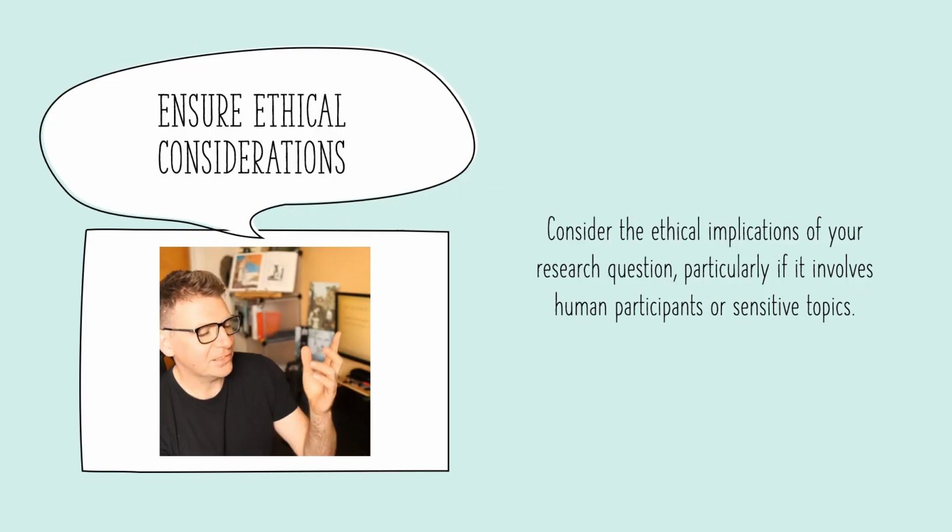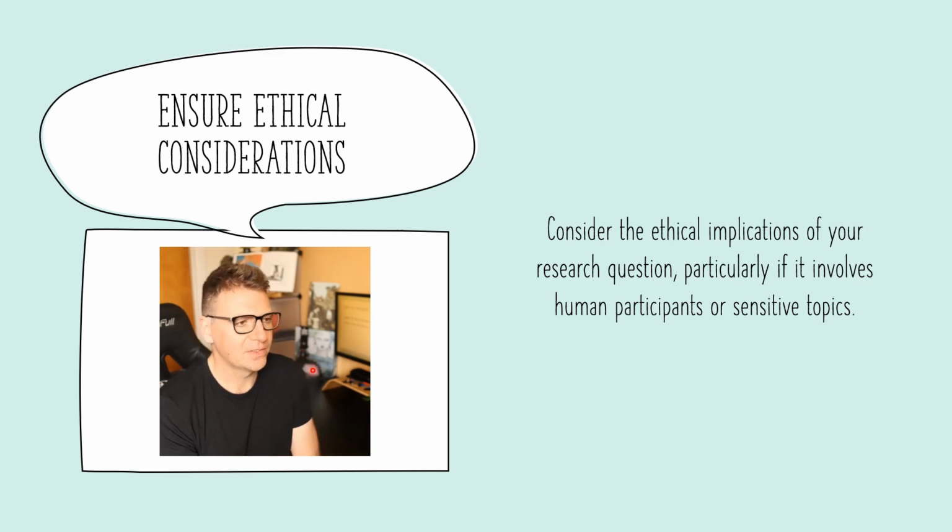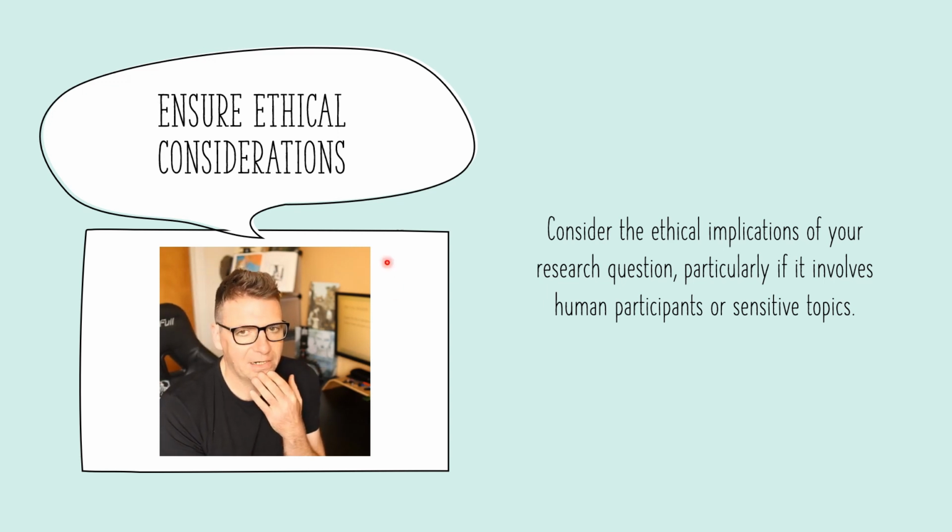Tip number 6, ensure ethical considerations. Now, consider the ethical implications of your research question, particularly if it involves human participants or sensitive topics. We might return back to the earlier question on LGBTQ individuals, and we might need to get some consent forms, some confidentiality agreements in place. We have to ensure that our line of questioning does not bring up undue trauma or triggers people. So all these sort of things you have to consider when you're doing your research question.